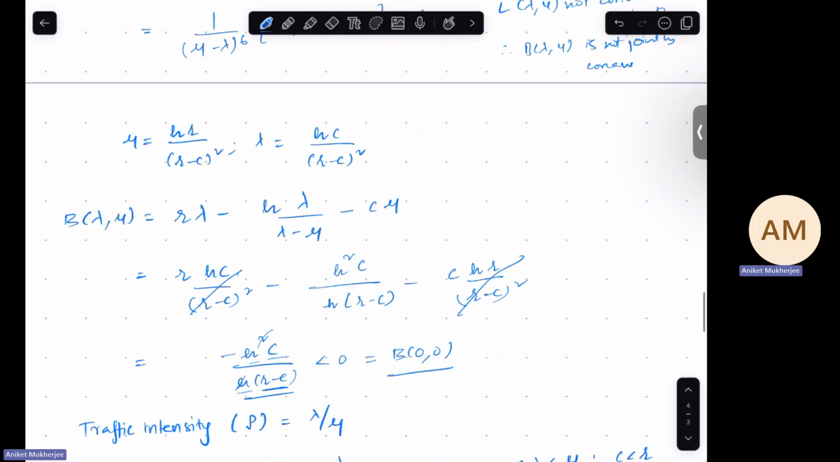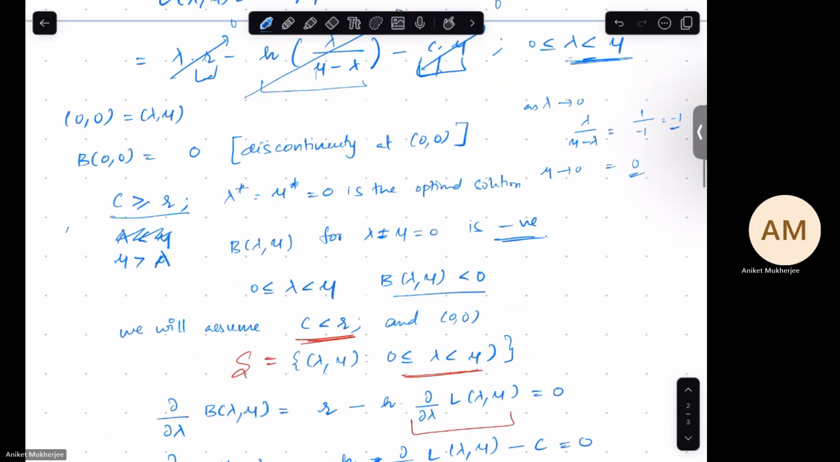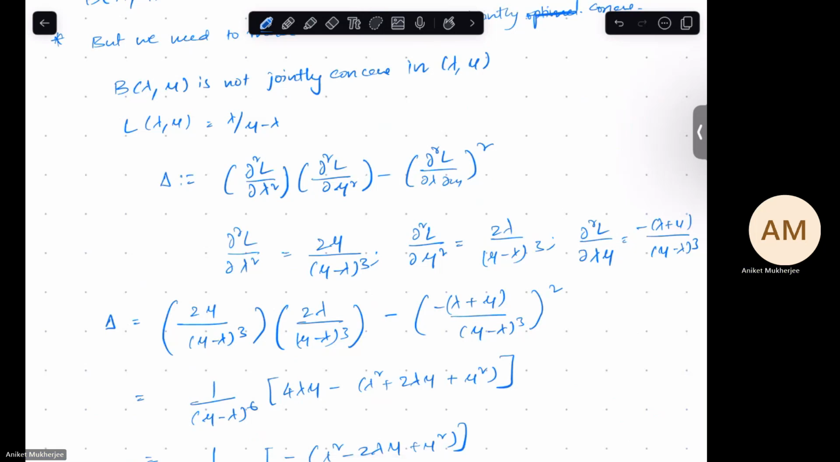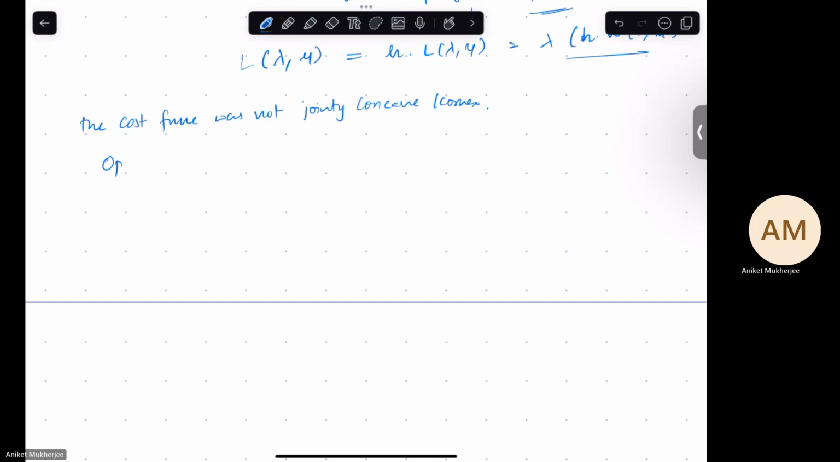Okay, so in the next class, we will see optimal arrival rates for a two class system. Till now what we had was an M/M/1 queue, with one class of arrivals and one departure process. So we'll see optimal arrival rates for a two class system in the next class.